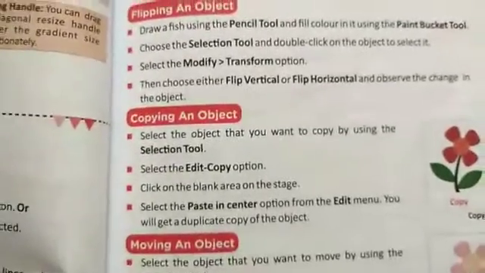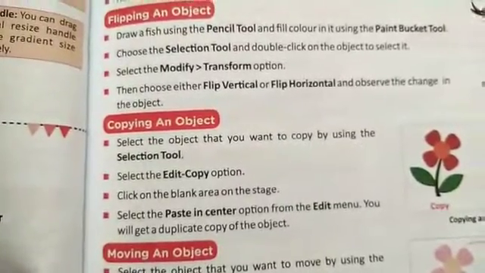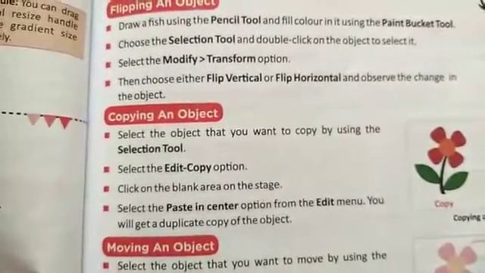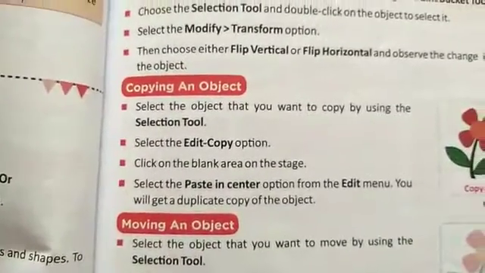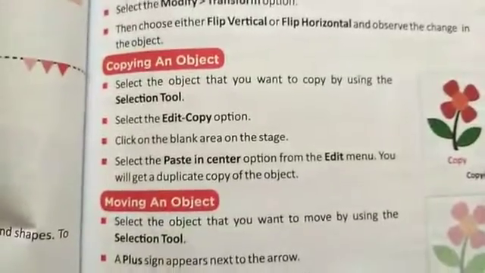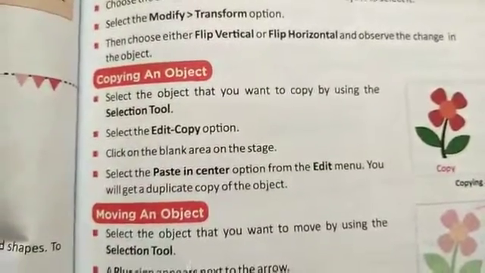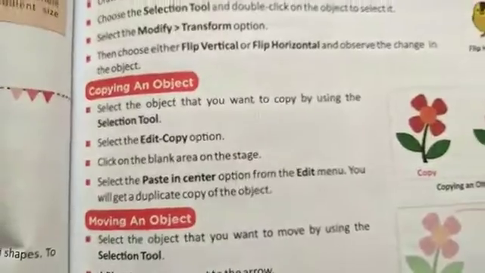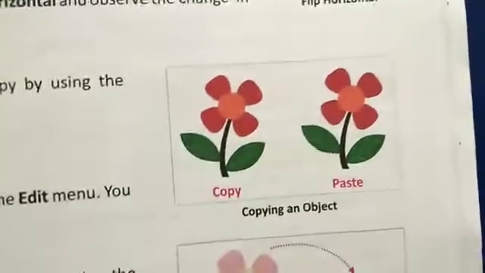Now copy an object. Select the object that you want to copy by using the selection tool. Select the Edit, Copy option. Click on the blank area on the stage. Select paste. This is just like copy and paste in MS Word: Control plus C and Control plus V. Edit, paste in center. So you can see you have pasted a copy here. Now the single flower changes into a double flower.